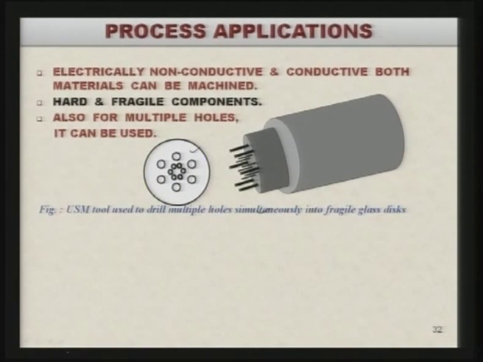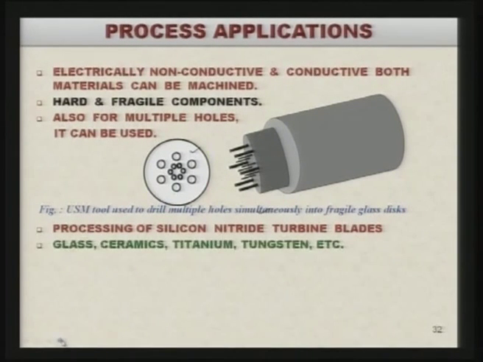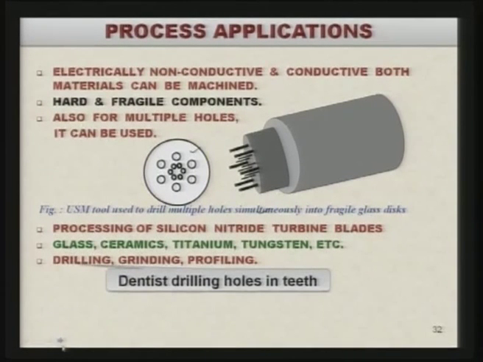So, it is an ultrasonic machining tool used to drill multiple holes simultaneously into a fragile glass disc. Processing of silicon nitride turbine blades is also possible by this particular process. Glass, ceramics, titanium, tungsten, etc. are the materials which can be machined by this process. Drilling, grinding, profiling and other kinds of operations can be performed.